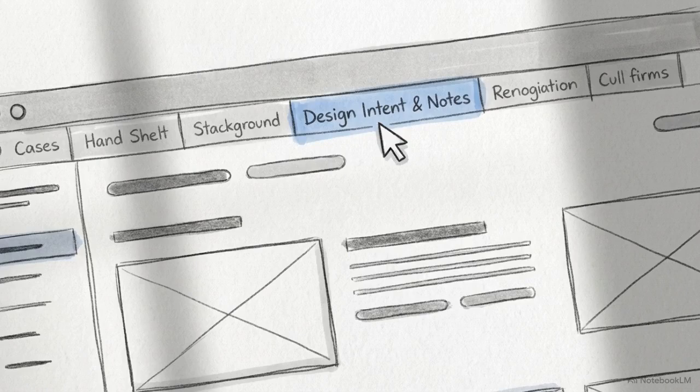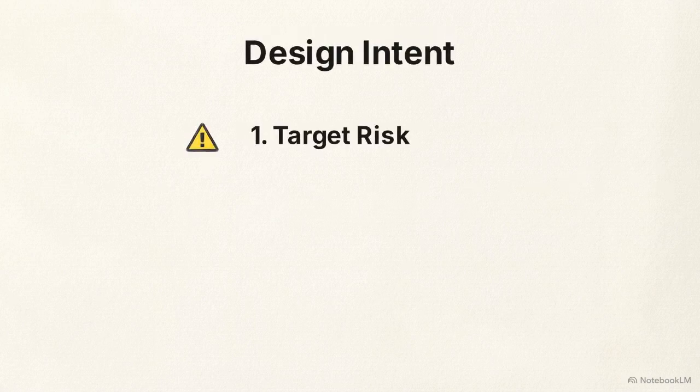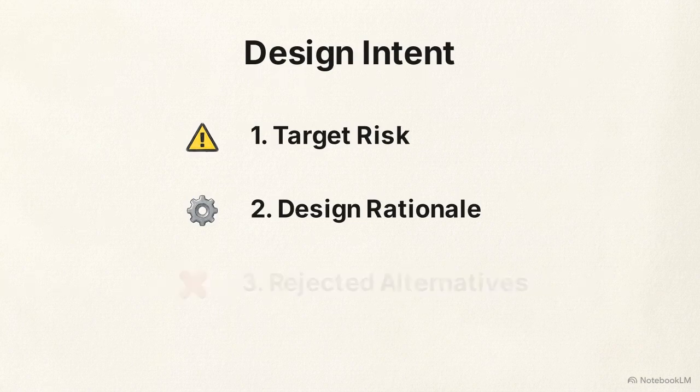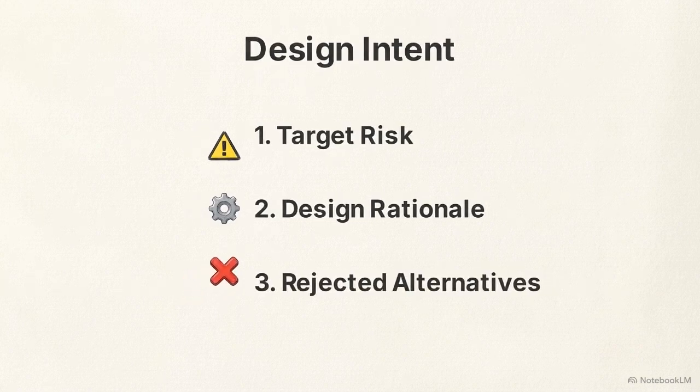Step 2. Navigate to the control description or design notes section within your platform. Establish design intent with 3 questions. 1. What risk does this mitigate? 2. Why was this design chosen? 3. What alternatives were rejected?